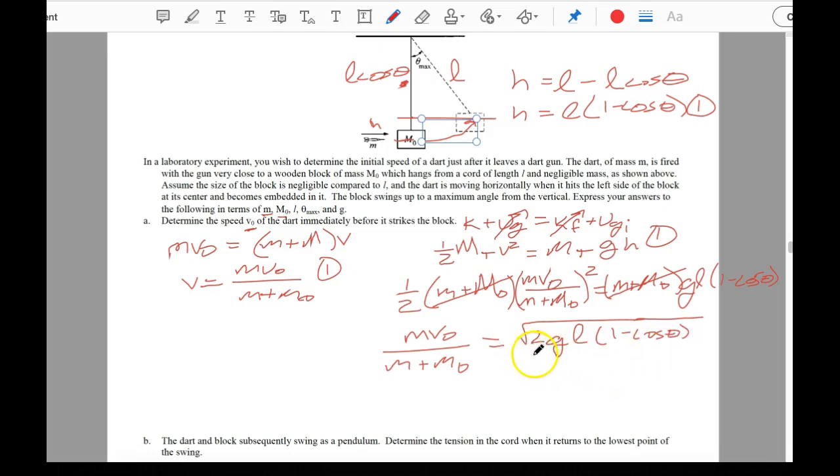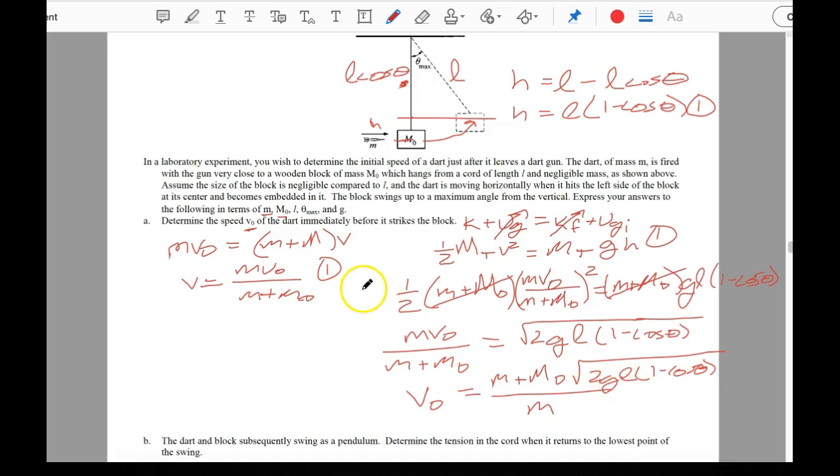And then we will have down on the bottom, well, let's not do that yet. Let's now solve for V. So if I put V here, that means this is equal to M plus capital MO times the square root of 2GL times 1 minus the cosine of the angle, and then that whole thing over M. We really don't need to do that whole thing over M, so we can just do that much. That would be your final equation.